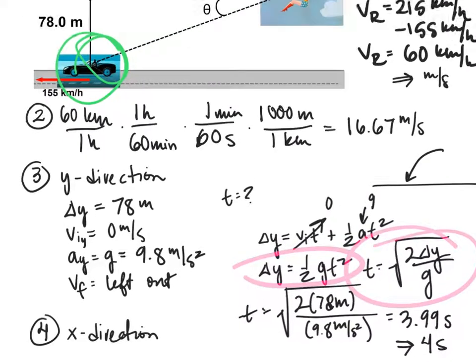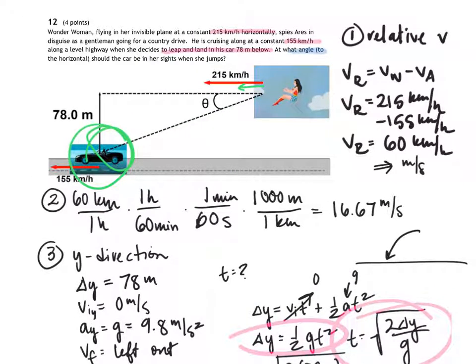Because if you think about what the question's actually asking, they're asking you to figure out something about the physical space here. This angle that we're looking for is about where in space Wonder Woman should be looking if she wants to line herself up with Ares' car. So I know one side of a spatial triangle here, the 78 meters. So I want to figure out what's this other side of the triangle. That's going to determine for me what that angle is.